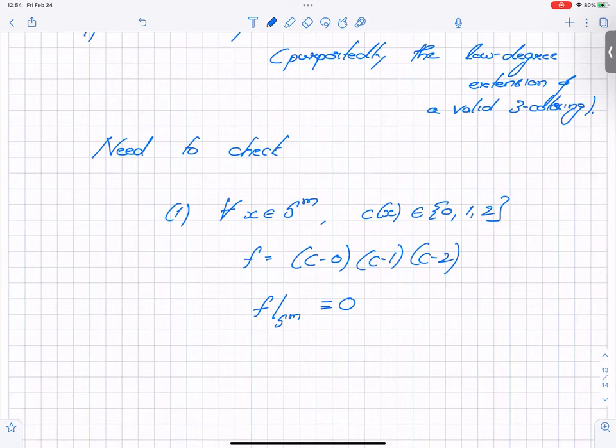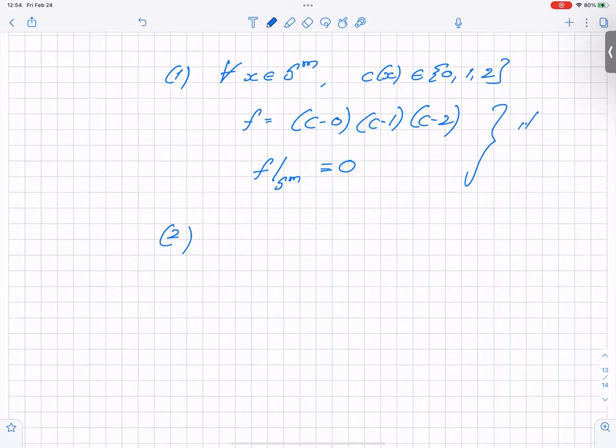You expect the low degree extension of this and then check. Of course, this tells you that what's being given to you is actually a three coloring. It doesn't still tell you it's a valid three coloring. Any three coloring I could have given would pass this. That's only the first test. This checks it is a three coloring.